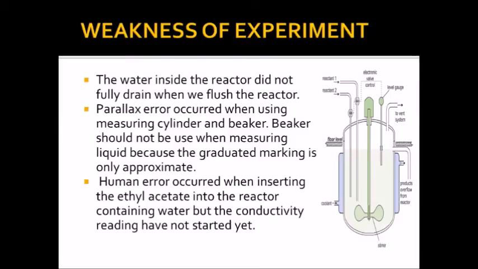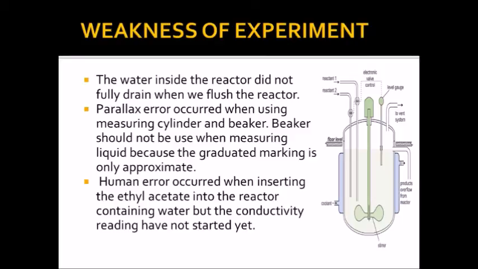Moving on to the weakness of experiment. Firstly, during the experiment, the water which is used to flush the reactor did not fully drain from the reactor. There is a layer of water at the bottom of the reactor which possibly affects the conductivity and also conversion. Besides that, there is a high probability that a parallax error occurred during the use of measuring cylinder and the beaker, as the graduated markings on a beaker are only approximate. So, a beaker should never be used for accurate volume measuring. Furthermore, there is also an error when recording the conductivity. It happens when we add the sodium hydroxide into the reactor, which already contains ethyl acetate. However, we have yet to start recording the conductivity.